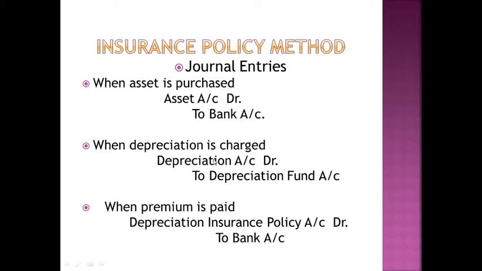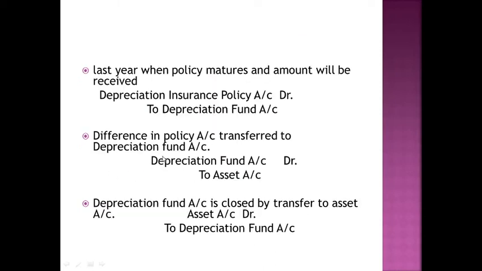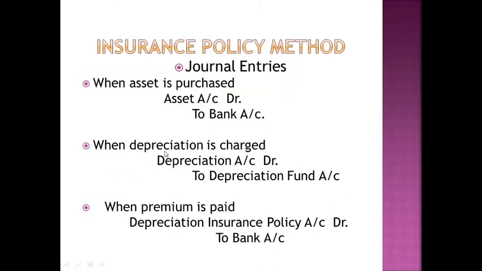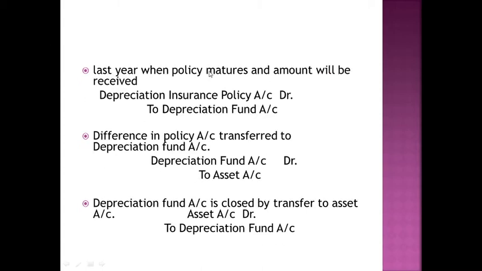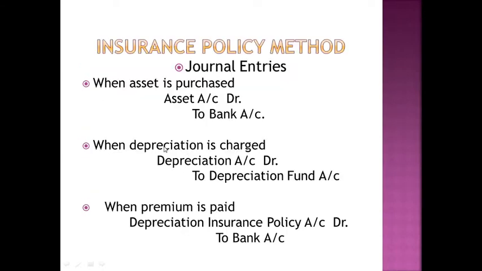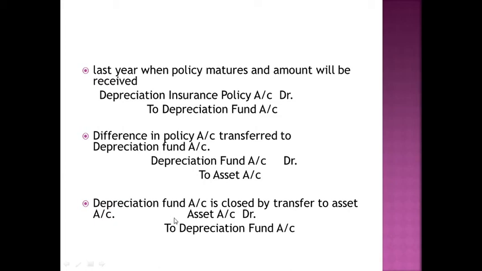In the second year, till the policy matures, you will pass only 2 entries, that is, the depreciation charged journal entry and the premium amount. In the last year, when the policy matures, as usual, you will pass the 2 entries, that is, depreciation charged and insurance policy premium paid. Then afterward, when the policy matures, the amount will be received. When the amount is received, the journal entry passed is insurance policy account debit to depreciation fund account.